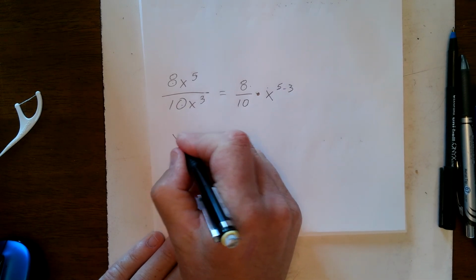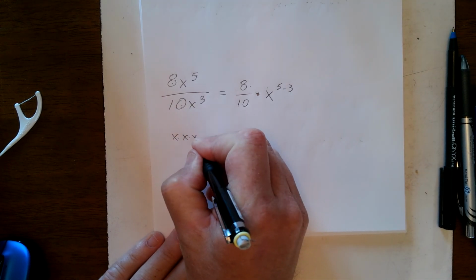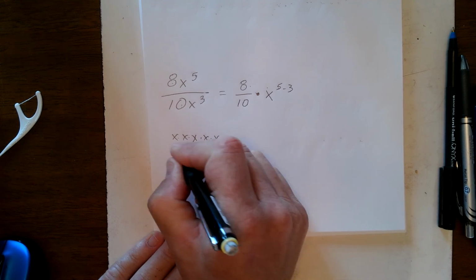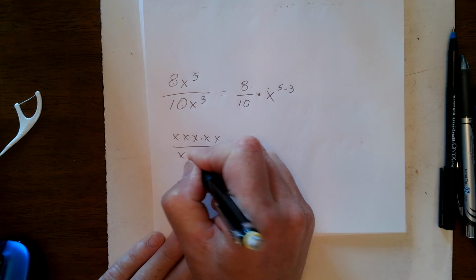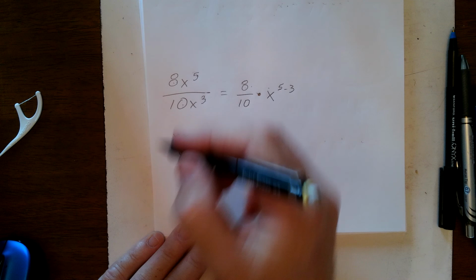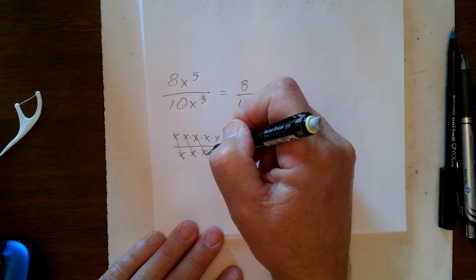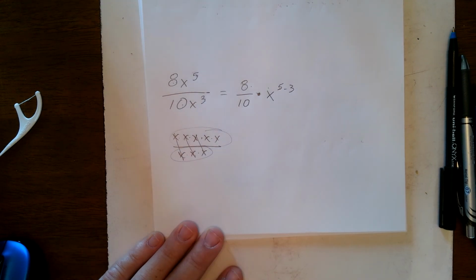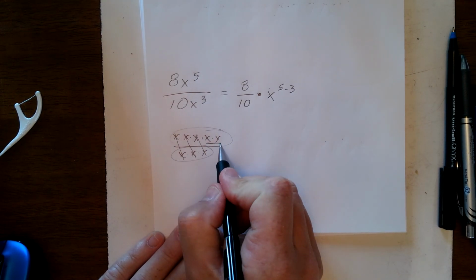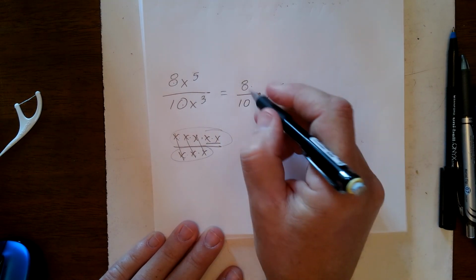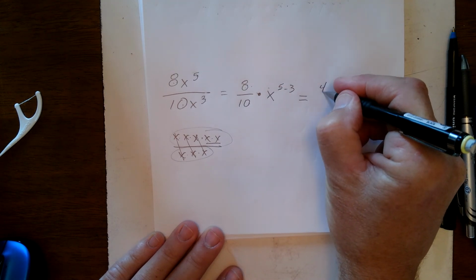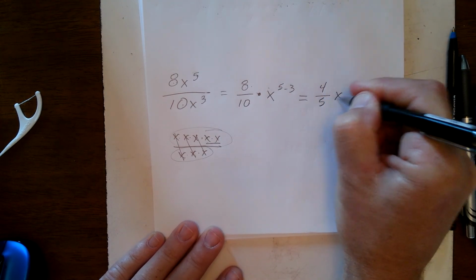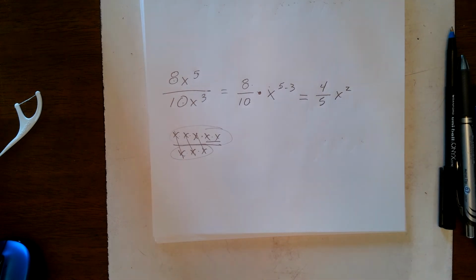If I rewrote those out, x times x times x times x over x times x times x, these would just cancel each other out. So you're taking the 5 on the top and taking away 3 of the ones on the bottom. So you're left with just 2. Now I'm going to simplify that fraction. That's going to be 4/5 x to the second power.